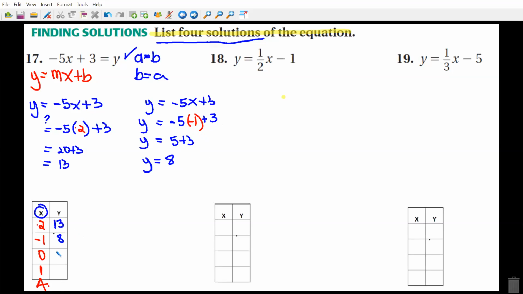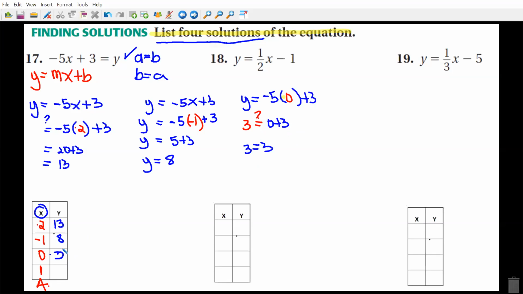Now, what is the next value going to be? Zero. I'm going to replace for a 0. So y is going to be equal to -5 times 0 plus 3. Without doing all the exercise, what is the answer going to be? 3. Let's check that. How much is -5 times 0? 0. And 0 plus 3 is 3. So 3 is equal to 3.